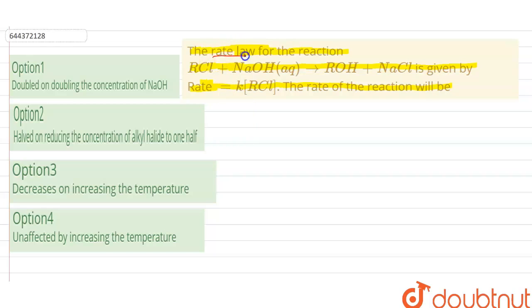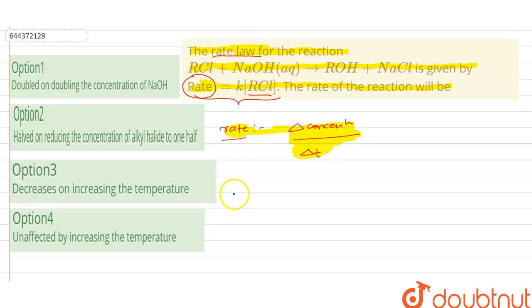So here what is rate law? Rate law is the expression which tells the relation between the rate of the reaction with the concentration of reactant. Now here firstly we have to know what is rate. So rate is defined as the change in concentration of product or the reactant per unit time, and the rate of reaction tells that how quickly the reaction is going to proceed. So this is all about the rate of reaction.